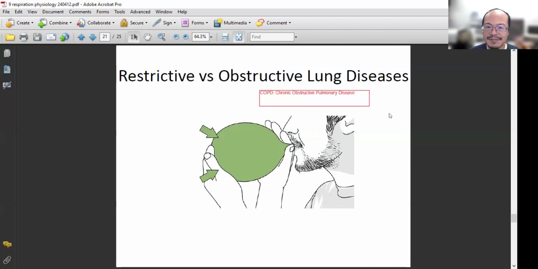Right. So that's that. It's an obstructive lung disease. It's one type of obstructive, and this is quite common. Another one is called restrictive. So there are two types. Now, what's the difference in the airway?